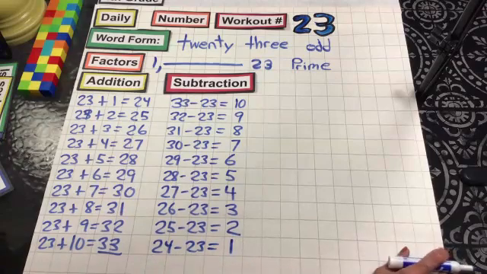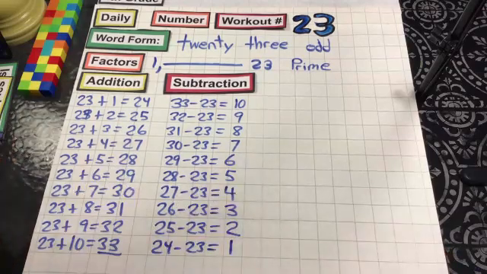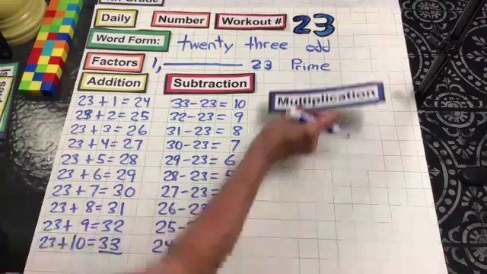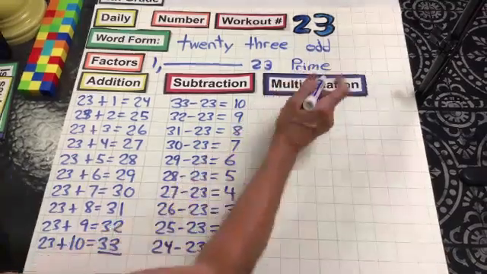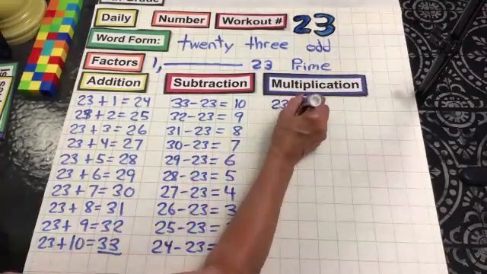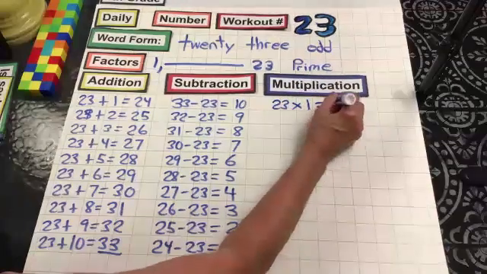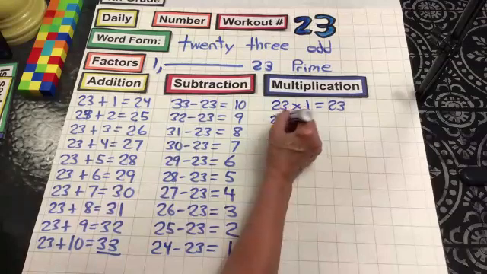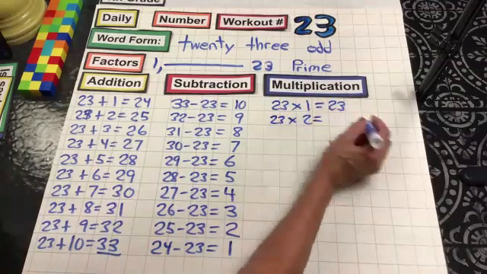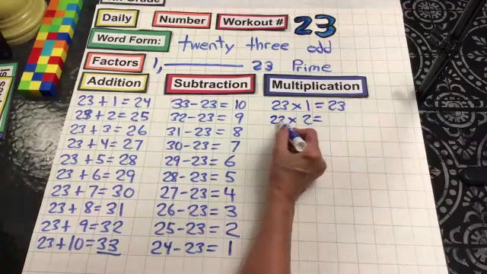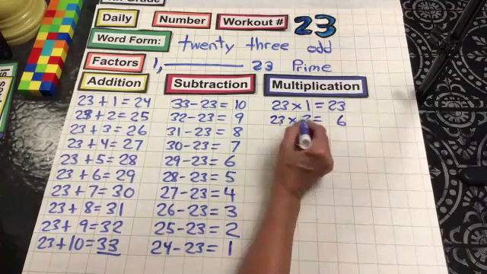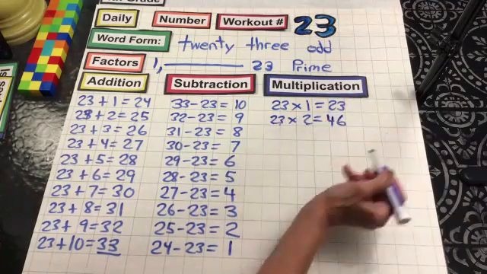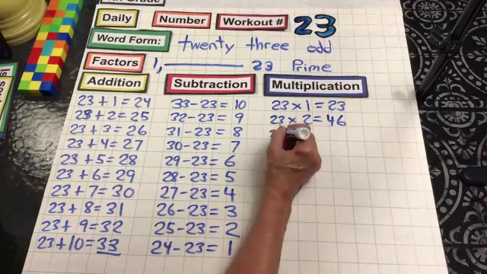Good practice on our subtraction and addition. Let's move on to our multiplication. Getting tricky on us. 23 times 1, of course, equals 23. That's our easy one. Then 23 times 2. So we say 2 times 3 is 6, and 2 times 2 is 4. That's an easy one to do in our head right there.